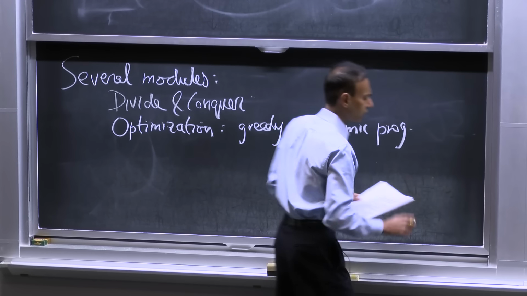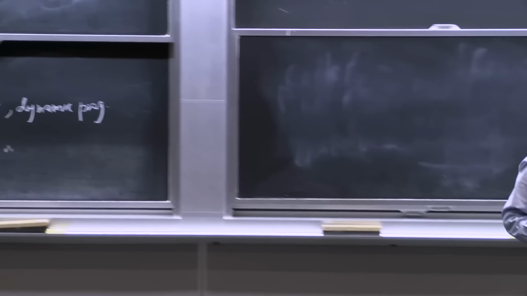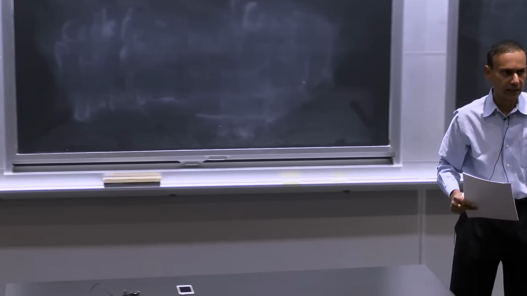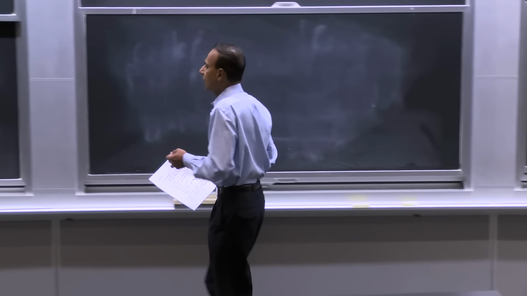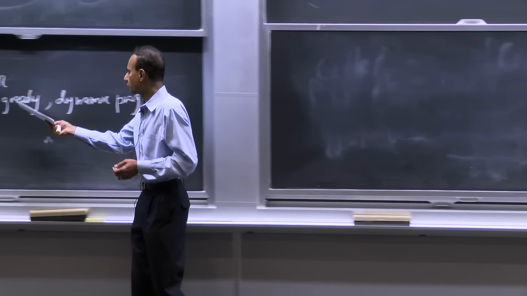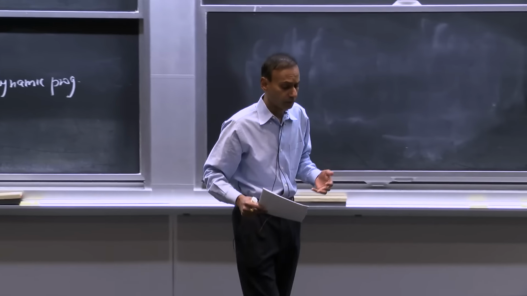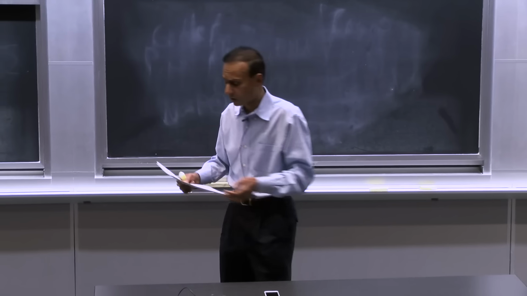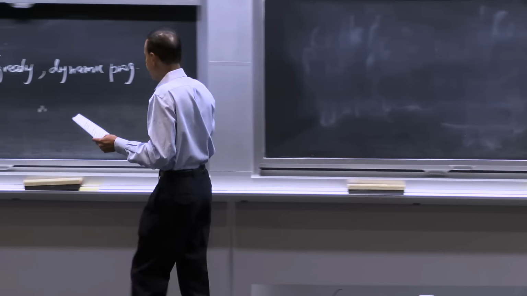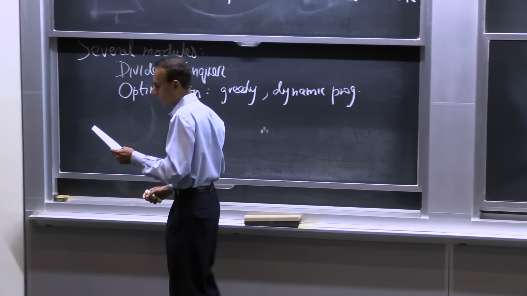Dijkstra, which hopefully you remember, the shortest path algorithm from 006, is an example of a greedy algorithm. We'll see a bunch of other examples, and we'll look at one today. And dynamic programming is a wonderful algorithmic hammer that you can apply to a wide variety of problems, certainly to shortest paths as well. We'll look at it in many different contexts.